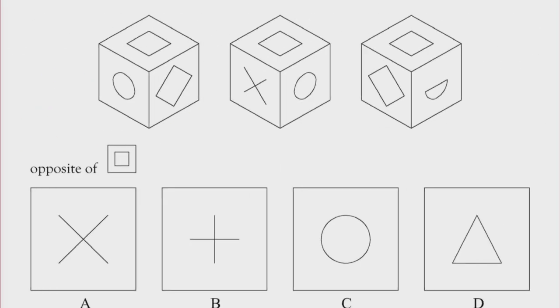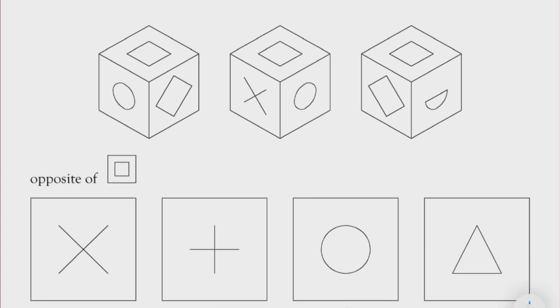Now earlier we had only 2 dices, now we'll have 3 dices. But the problem is not complicated. Problem will still remain as simple as it was earlier. The only thing is you need to identify which 2 dices you need to choose in order to answer the question. Okay. So here is the problem. We need to find something opposite to square again.